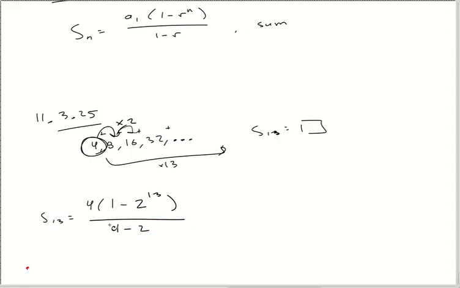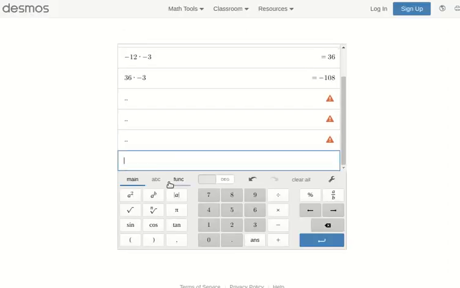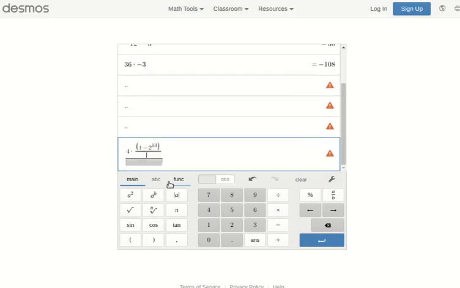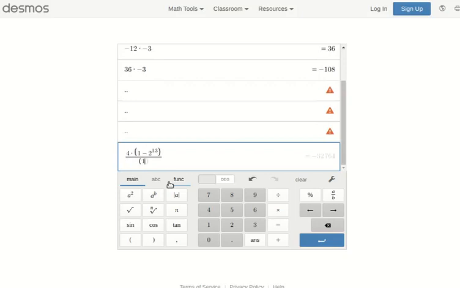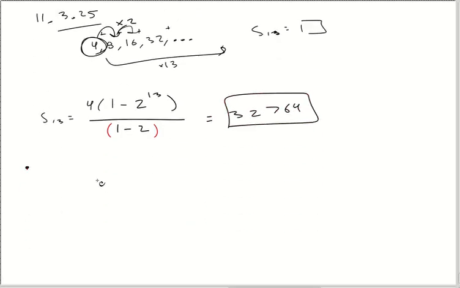One thing, just pause for a second. Parentheses. Super important. Got to figure that number out down there first. I'm going to type this one into Desmos so that you can see my format, my style of doing this, because it's important. So I got here 4 times, actually, I'm going to put it all in the numerator: 4 times 1 minus 2 to the power 13. And then divided by, it's already there, 1 minus 2. Okay, so 32,764. Cool. That's your answer. You're done. Pretty easy, especially with big calculators like that.